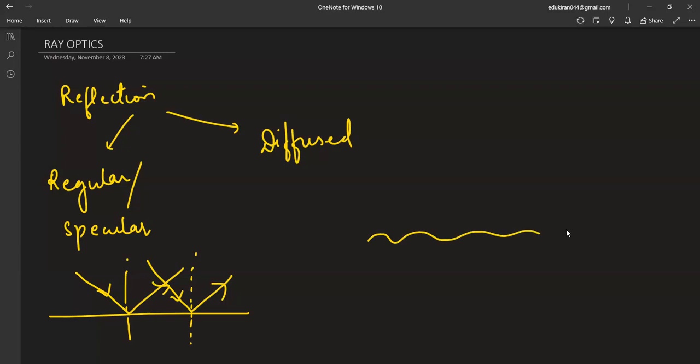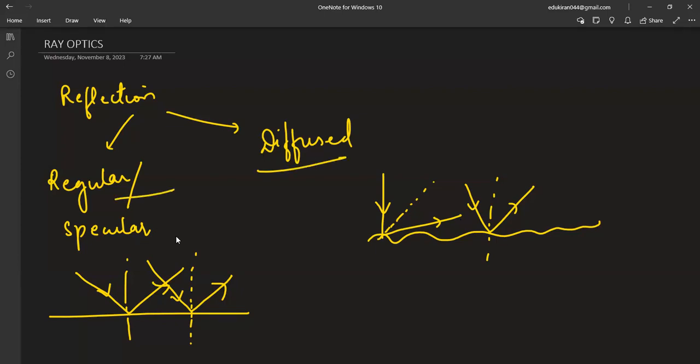In diffuse, the surfaces are irregular. Suppose here an incident ray occurs. This surface is like this, so the normal will also be like this and the reflected ray will be like this. Correct? And suppose this is the surface. The normal to this will be this, and the reflected ray will be like this. So you see all the rays that are getting reflected have different directions. This is the difference between regular and diffused. Terms you should know. That's it. Just the terms you should know.